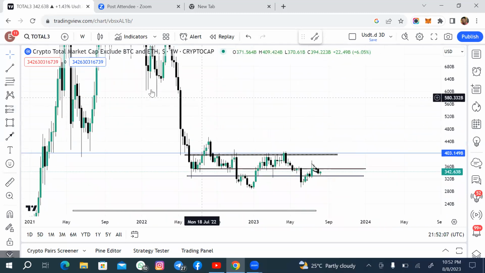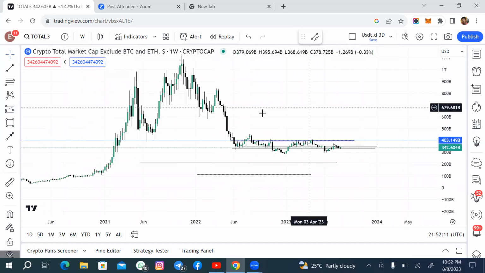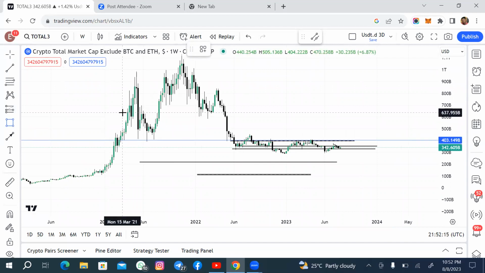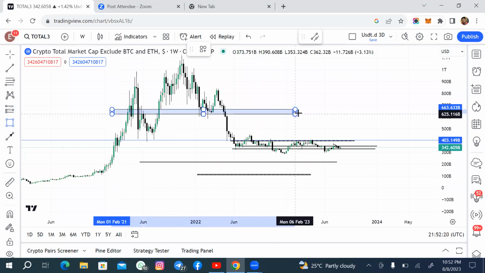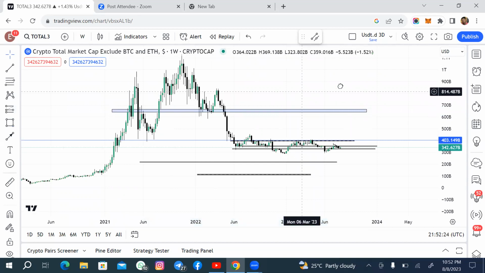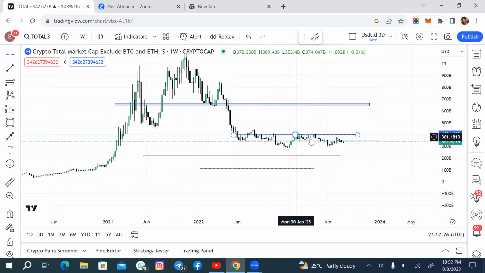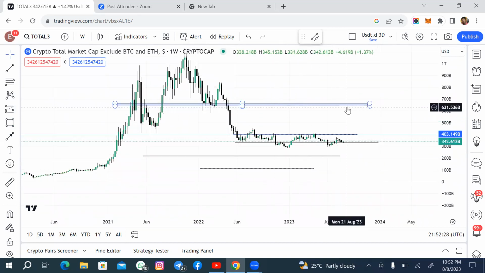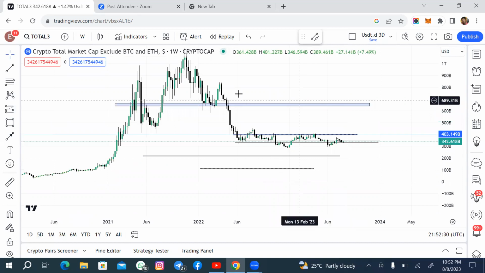go as high as this point, because that would be the next key level. Let me just plot that out. You can see it is boldly written here. By just looking at your chart, you can see we have a key level there. So price will definitely come from here, accumulate, and then come back to this level. This is for total three.